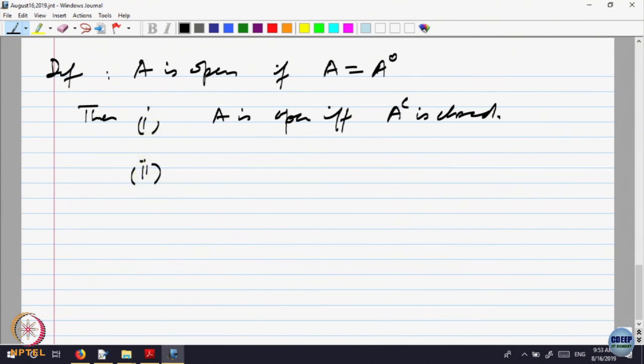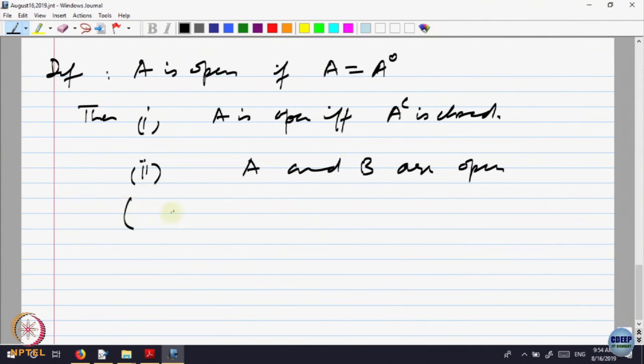Let us look at second, if A and B are open. Can we say that empty set is open set? Is there any problem if we say so? Probably somewhere.